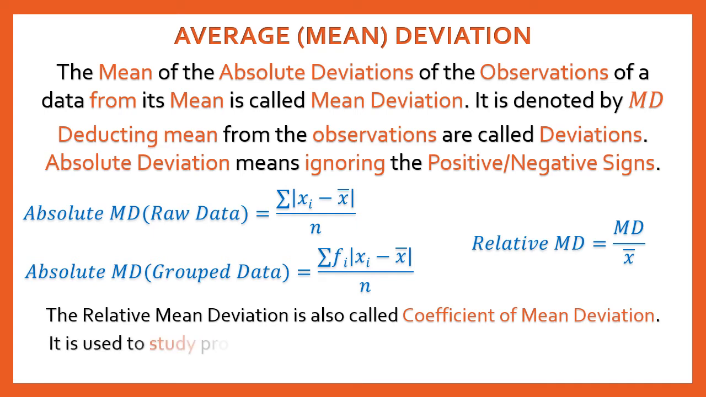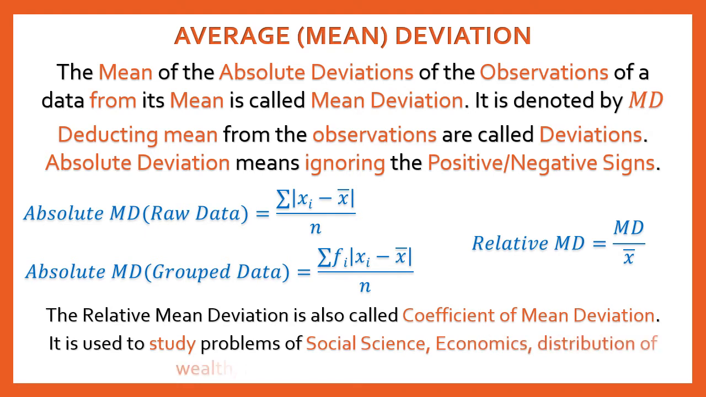Now, this mean deviation measure is used to study the problems of social science, economics, distribution of wealth, forecasting of weather, and in business problems. So MD is useful in these many fields of studies. Once again, the absolute MD for raw data is summation modulus xi minus x bar upon n. Absolute MD for group data is summation fi modulus xi minus x bar upon n, and the relative MD, that is coefficient of mean deviation, is MD upon x bar. Keep these three formulas in mind. Depending on the data, we may use the raw data formula or the group data formula.